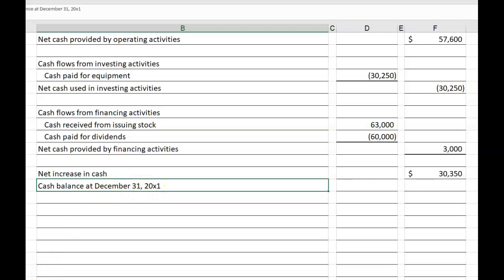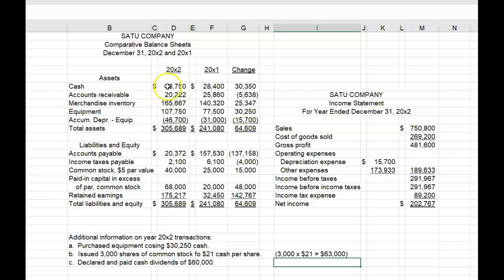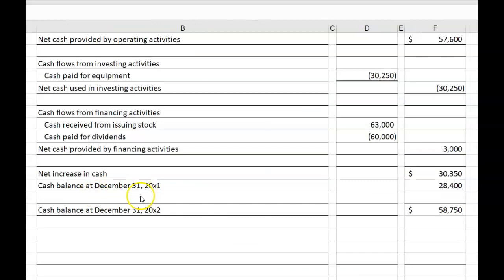Now we need to find that. Let's go to the balance sheet. Here are the two balance sheets. Here's cash. Here's cash balance, December 31st, 20X1. So $28,400. I dropped the cash balance as of December 31st, 20X1 last year, popped that in here, added the increase in cash during 20X2 to the beginning cash balance, and calculated on my statement of cash flows that we have a cash balance at the end of the current year of $58,750.